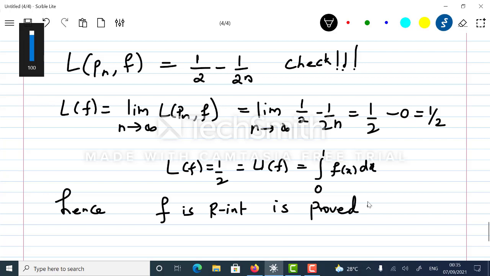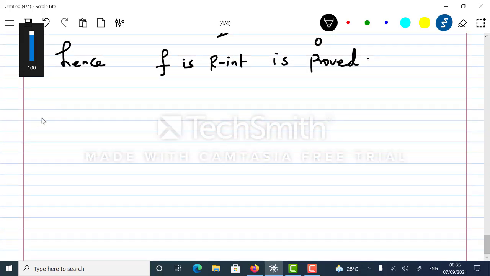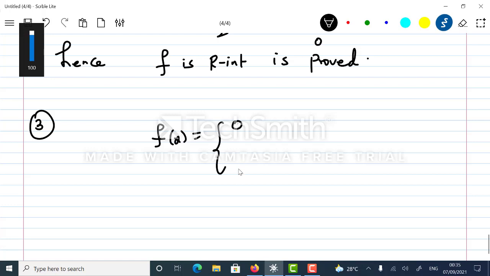So let me take one more example to have a clearer view. This is question number 3. I have f of x in the following way. It is 0, 1, x between 0 to 1, and at 1 it is discontinuous. So 1 to 2. So you can see that this function is discontinuous at 1.